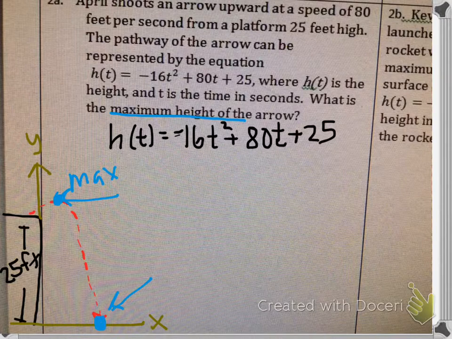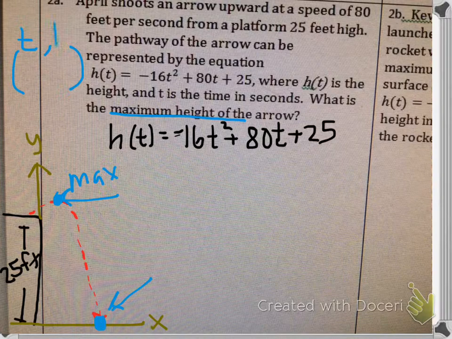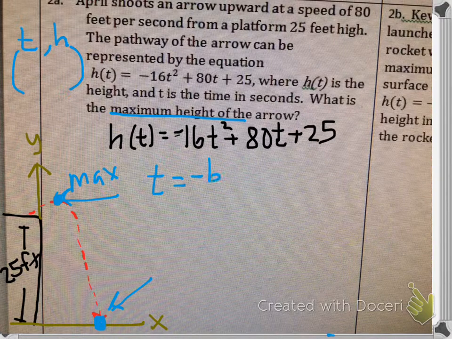vertex, to find the maximum. So to find the y-coordinate of the vertex, we use our formula, opposite of b over 2a. Instead of x equals, really the coordinates are, I'm going to write that up here, t for time and h for height. So every amount of time that goes by, we have a new height. So to find t, which is really our x-coordinate, our formula is opposite of b over 2a.